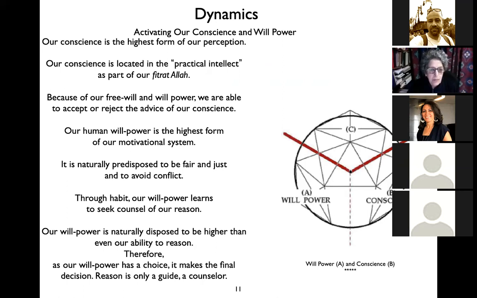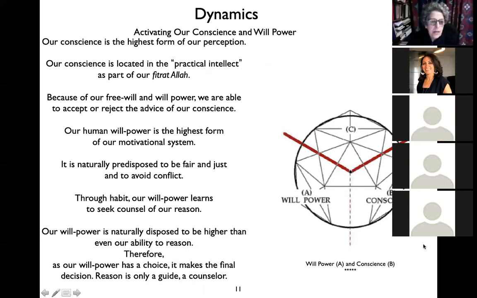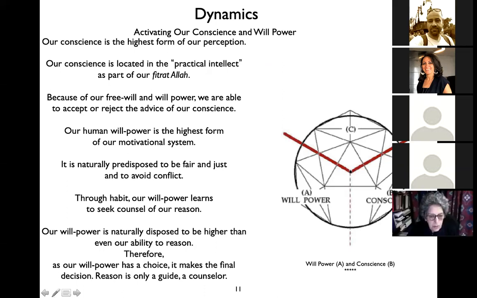We're motivated through our willpower, and it can take us, through the nafs amara, to the heights of goodness or the heights of not following God's laws and God's command. Our willpower is naturally predisposed to be fair and just and to avoid conflict. This is very interesting: our willpower, our irade, is to be fair and just and to avoid conflict.